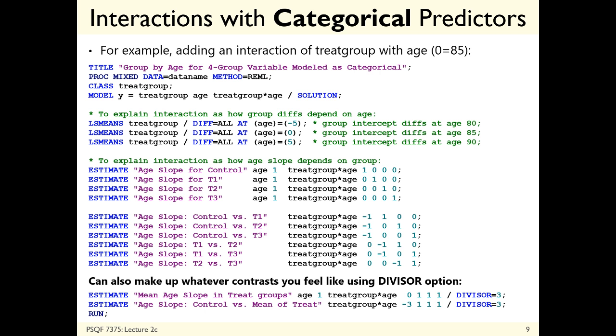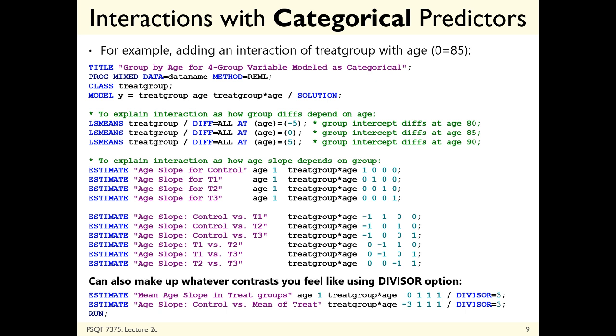To get the age slope differences, like if I wanted control versus treatment 1, I would literally take this whole line right here, the middle line, second line, and subtract the first line to get control versus treatment 1. If you do that subtraction of those lines, you end up with this contrast right here. The main effect of age drops, and you get -1 for control and 1 for treatment. And that gives you the age slope difference.